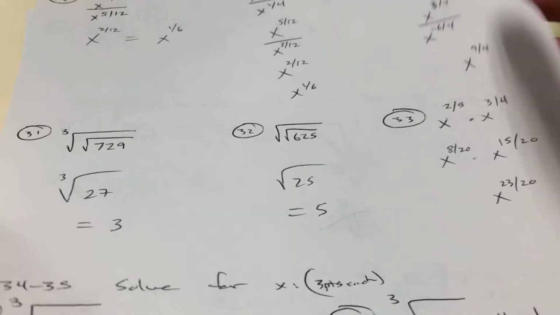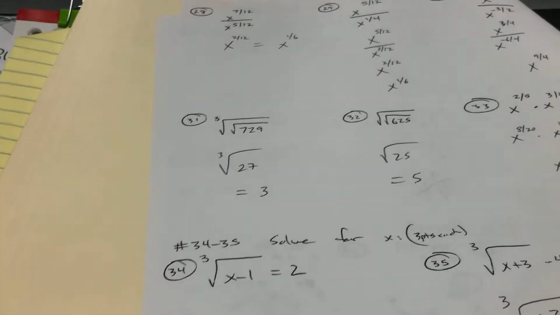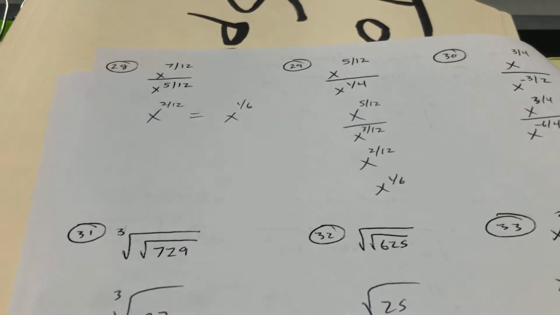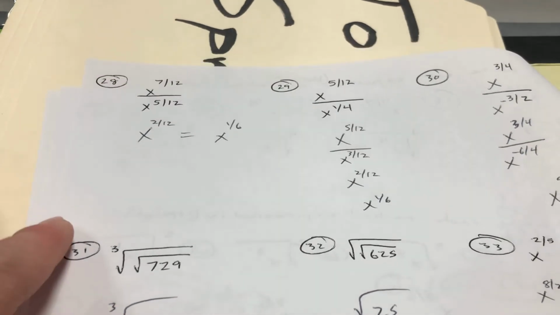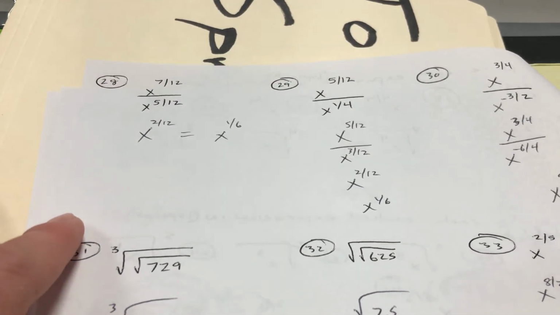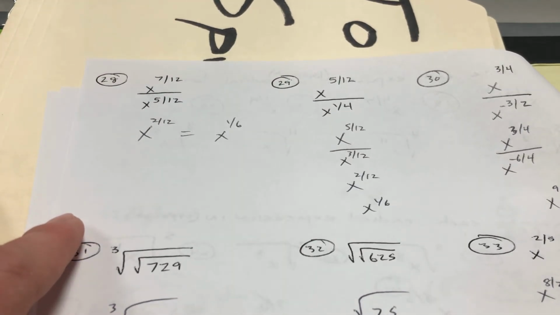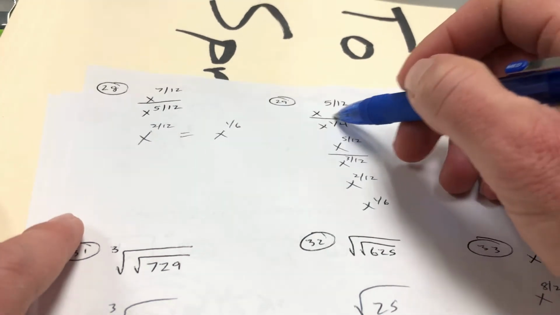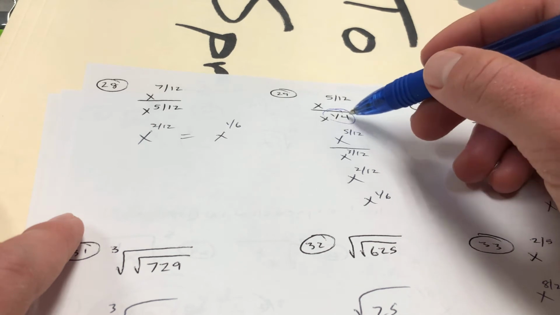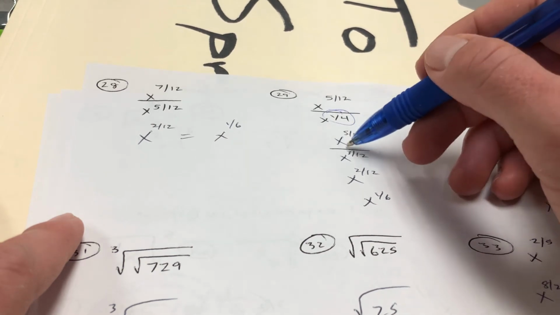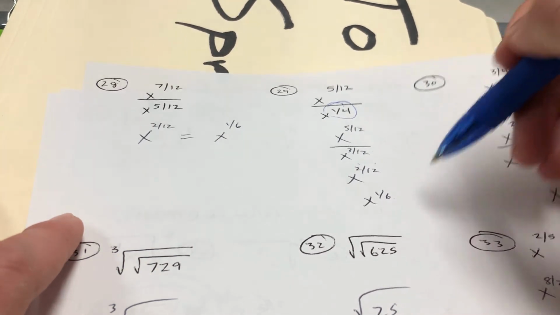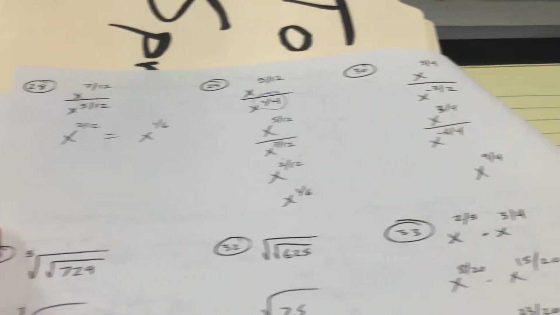And we keep rolling. 28 here, I can subtract the exponents. 7 minus 5 is 2. 2/12 there, which is x to the 1/6. Again, simplify fully. Get to be the same denominator for your fractional exponents. So 1/4 is 3/12. 5 minus 3 is 2. 2/12 again is 1/6.